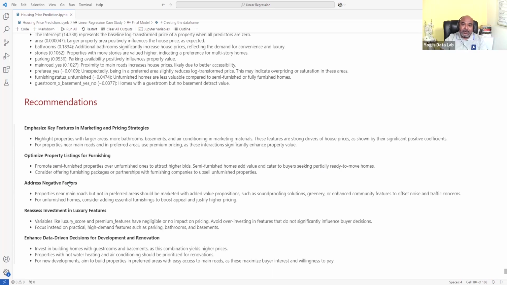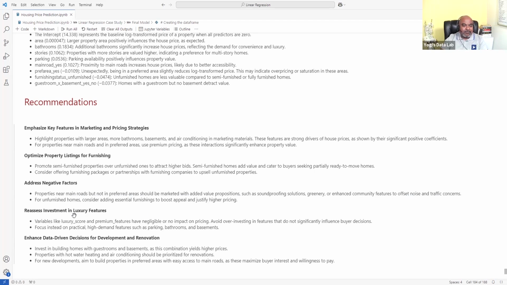Then address negative factors. Properties near main roads but not in preferred areas should be marketed with added value propositions such as soundproofing solutions, greenery, and enhanced community features to offset noise and traffic concerns. For unfurnished homes, consider adding essential furnishings to boost appeal and justify higher pricing.